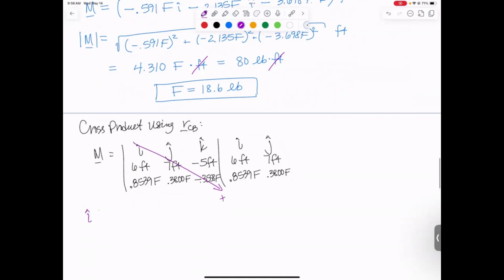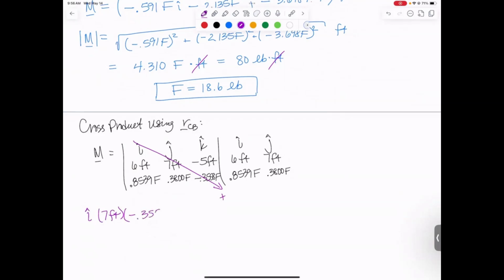So we'll have an I times 7 feet times minus 0.3558 F. The next one is going to be plus J times minus 5 feet, 0.8539 F. And lastly is K times 6 feet times 0.3800 F.